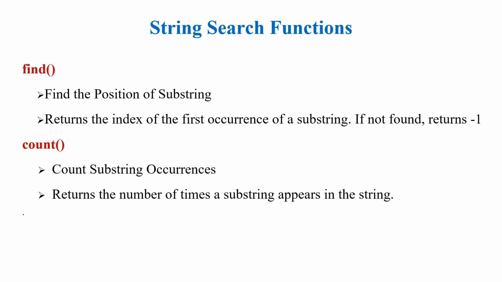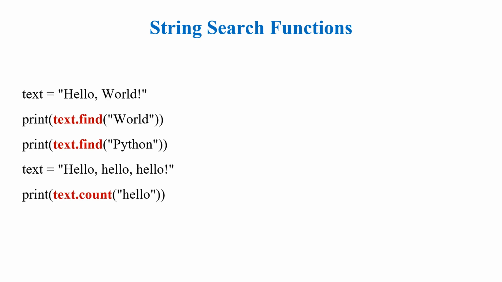Now let us understand these functions with the help of an example. Here we have an input called hello world. When find is applied, it returns the position of the particular string, that is 7. Then we are checking for Python. Since Python is not there, it returns -1. Then we have the text hello hello hello. We count the number of times the lowercase hello occurs, so the output is 2.